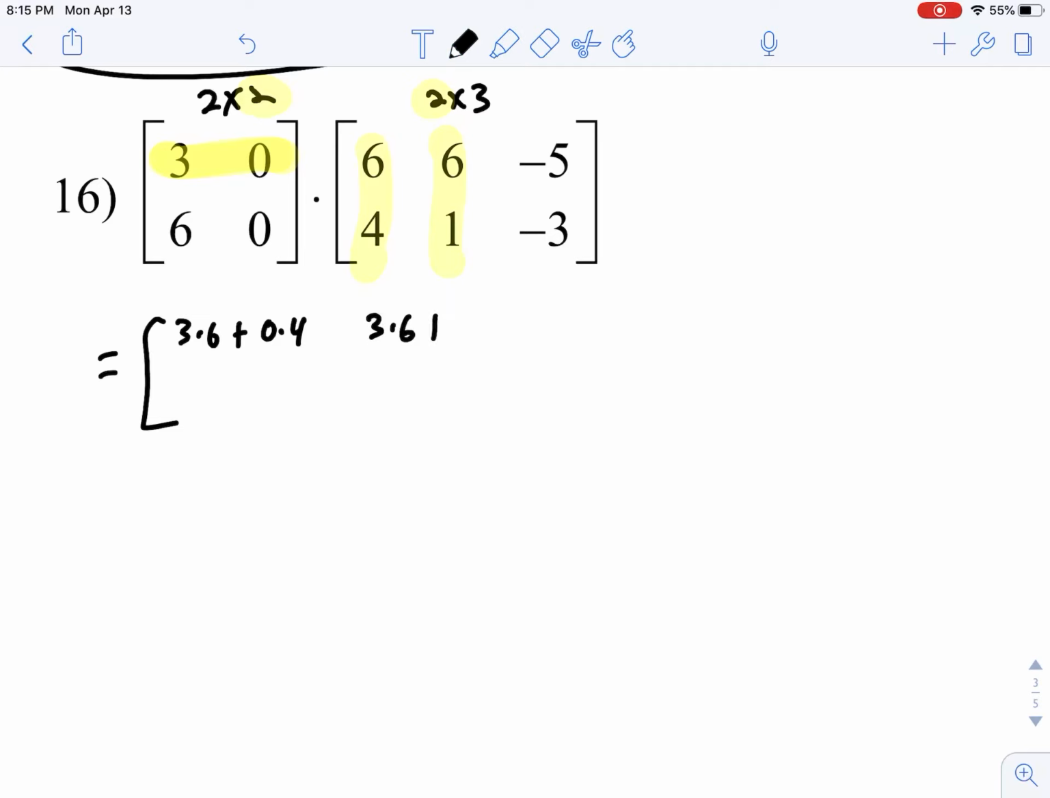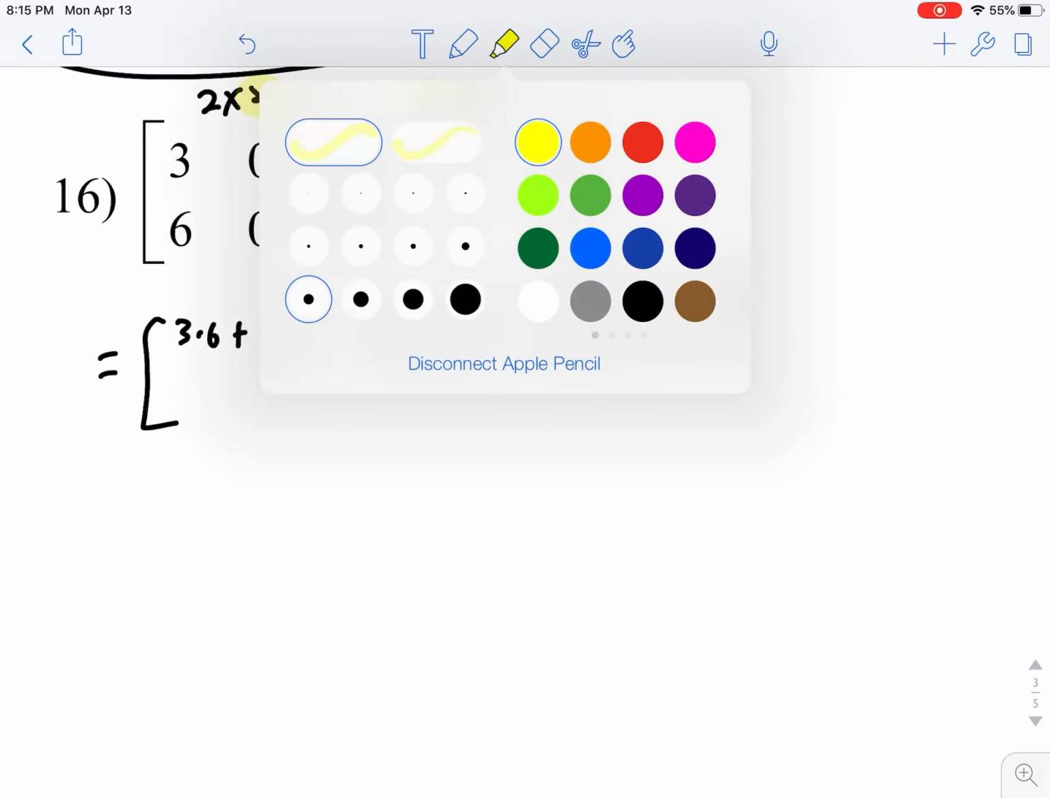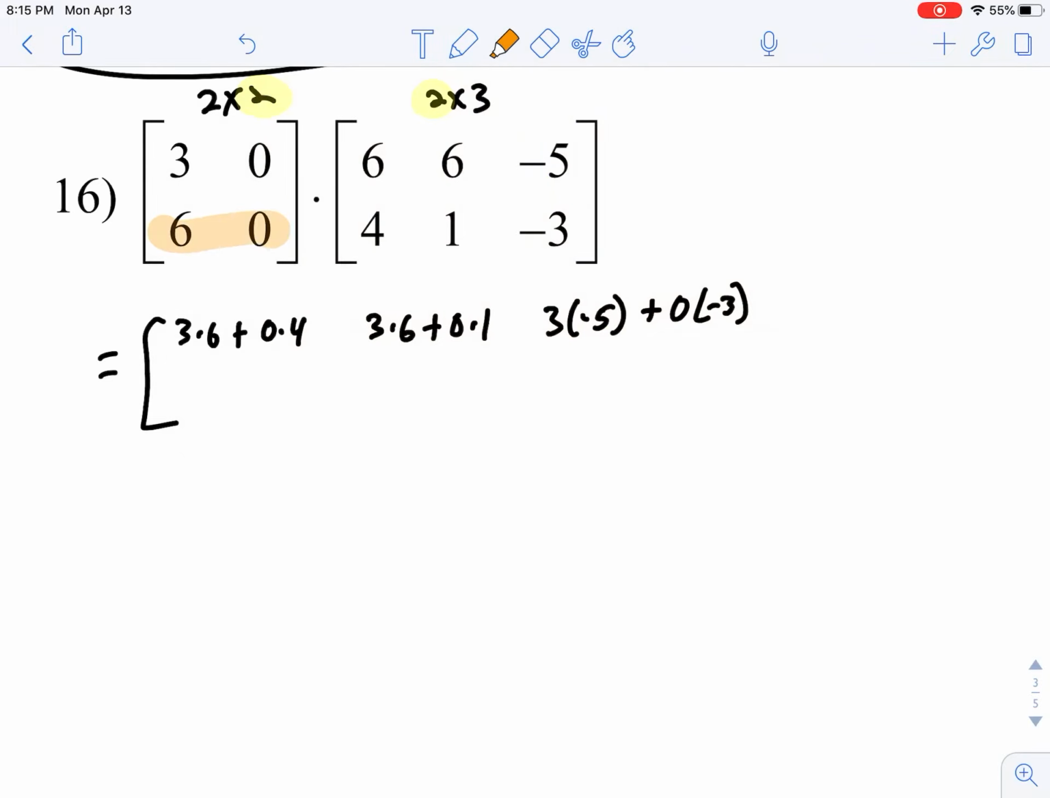3 times 6 plus 0 times 1. This row times this column. 3 times negative 5 plus 0 times negative 3. We did the first row with every column. We're done with it. Let's go on to the second row. I'll change colors just for whatever. This row times this column. 6 times 6 plus 0 times 4. 6, 0, 4. Then we do times this column.